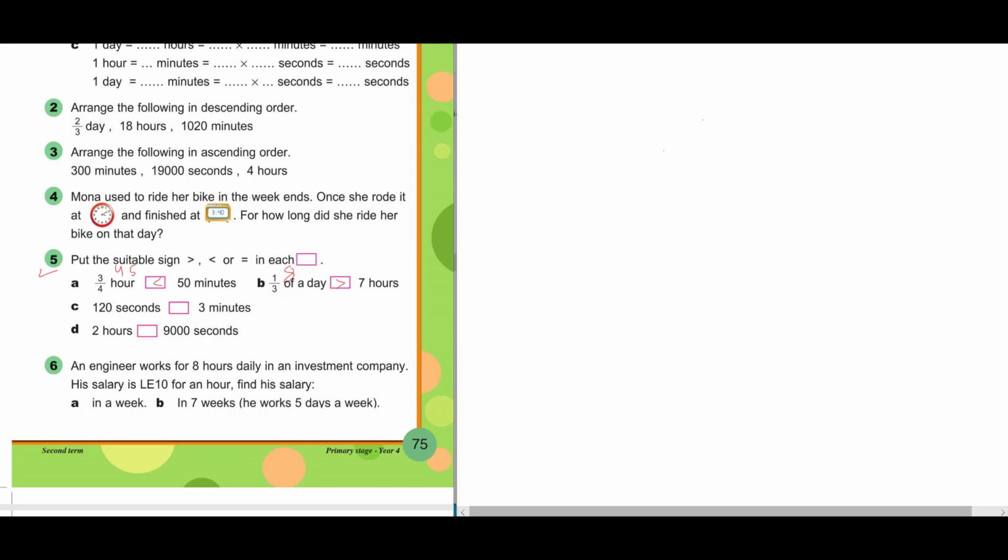Letter C, 3 minutes and 120 seconds. We know that 3 minutes equals 180 seconds, so 3 minutes is more than 120 seconds. 2 hours and 9,000 seconds. 2 hours, 1 hour equals 3,600 plus 3,600 equals 7,200 seconds. So 9,000 seconds is more than 2 hours.